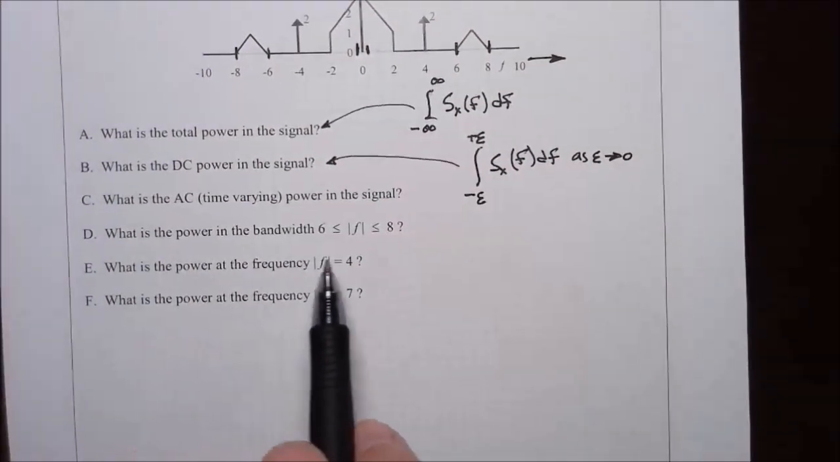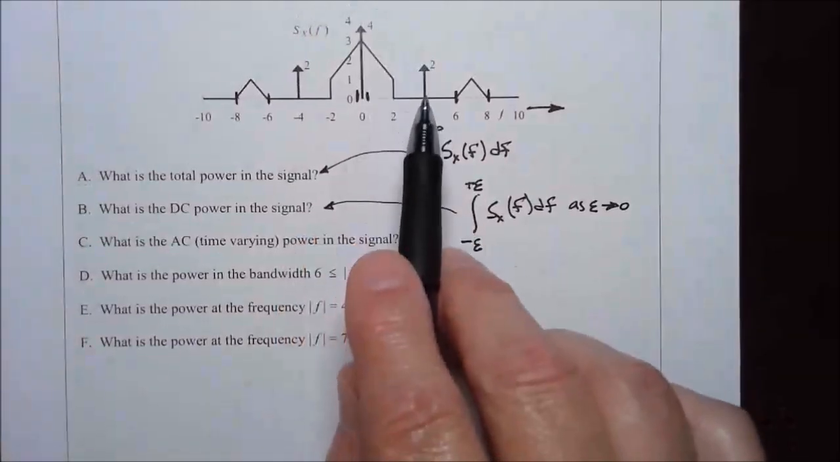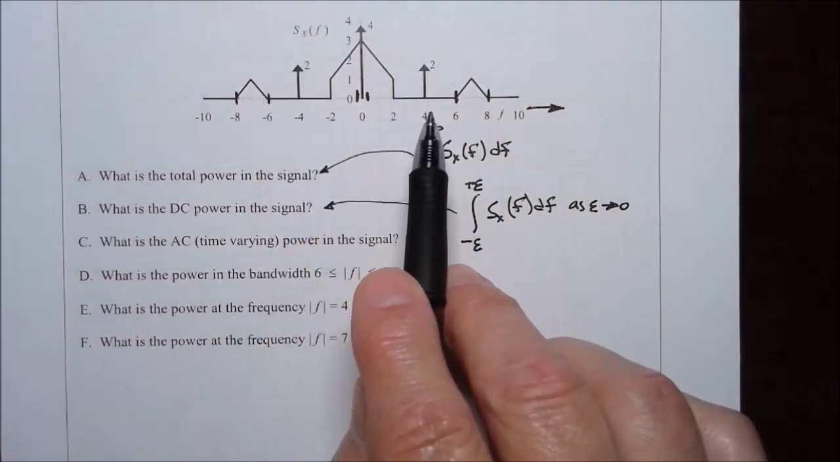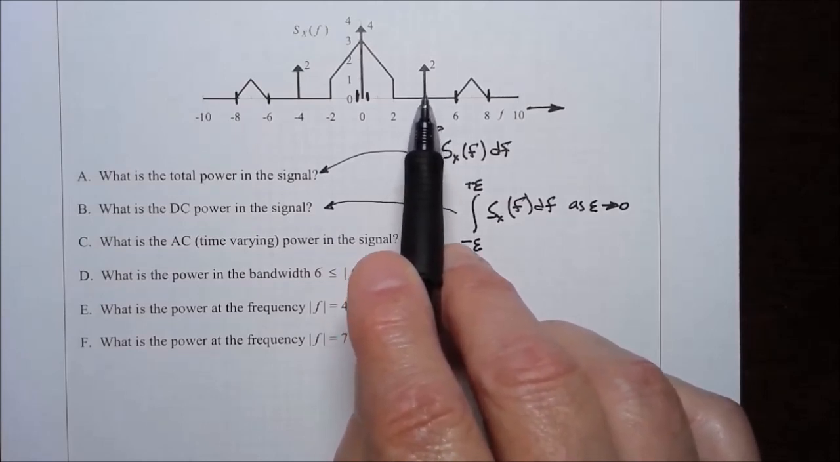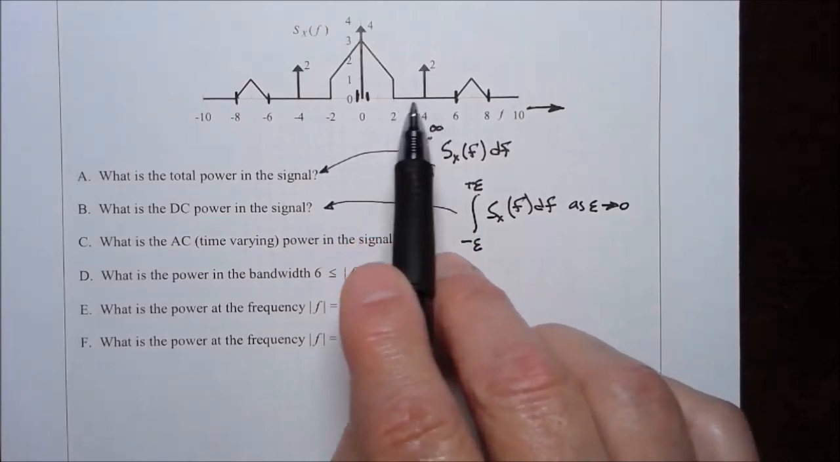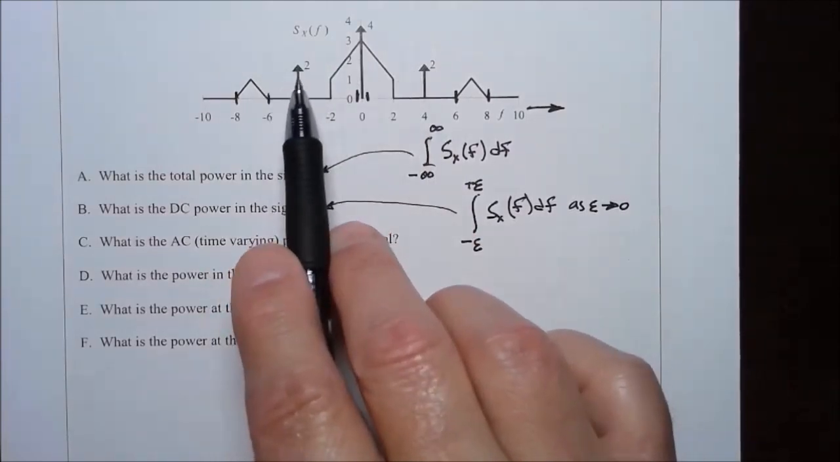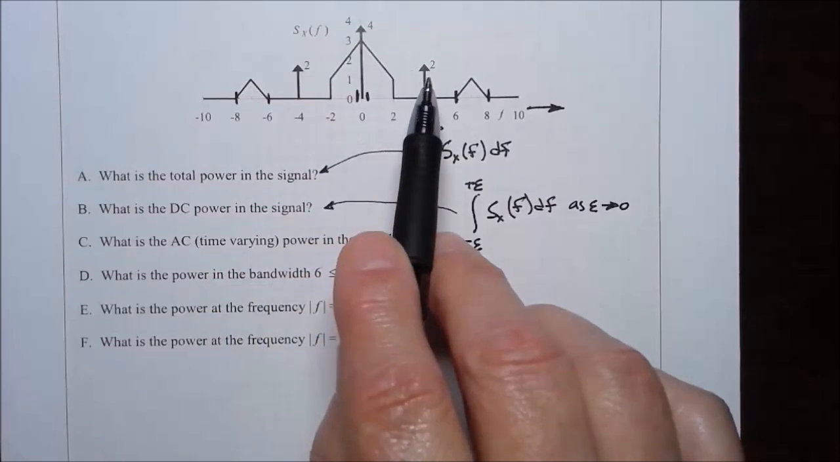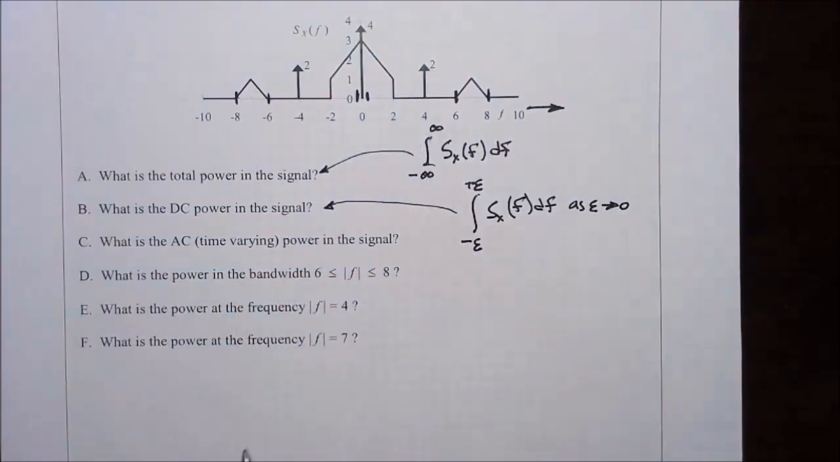What is the power at frequency f equals 4? Well, here you're integrating the tiny region between 4 minus epsilon and 4 plus epsilon. So you're integrating the region right at 4 hertz. So you've got this delta function, but don't forget you've also got a delta function over here. So that gives you the total power at frequency f equals 4.